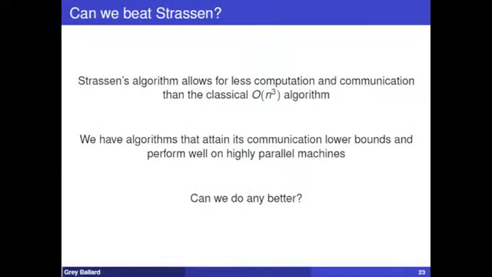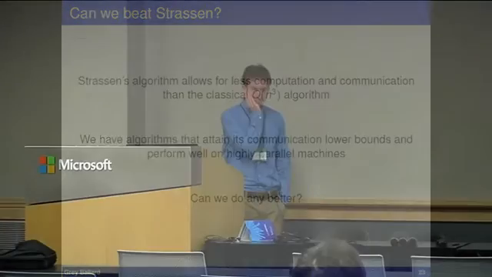Let me finish with this question. We looked at the classical algorithm, we got an optimal communication algorithm, and we asked, can we do any better? Let's do the same thing in the Strassen case. We have an optimal Strassen algorithm, it matches the communication lower bound. Can we do any better?